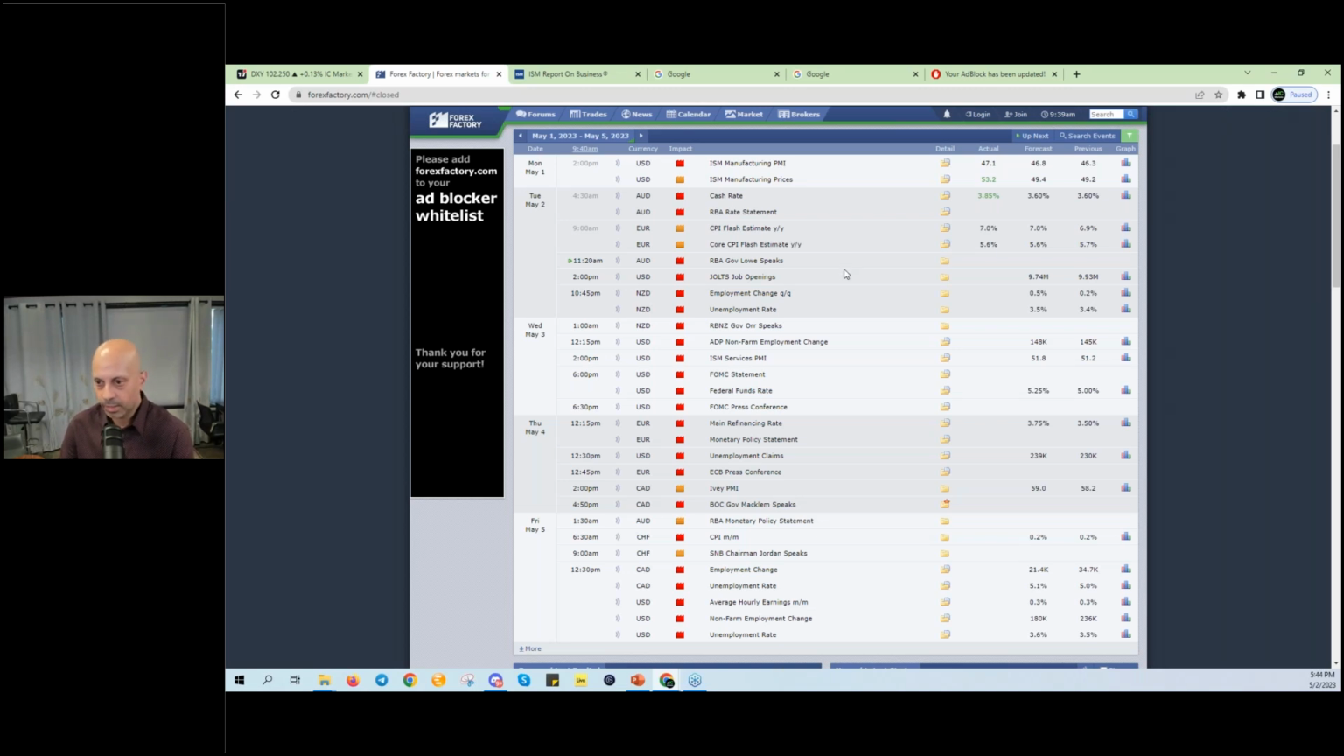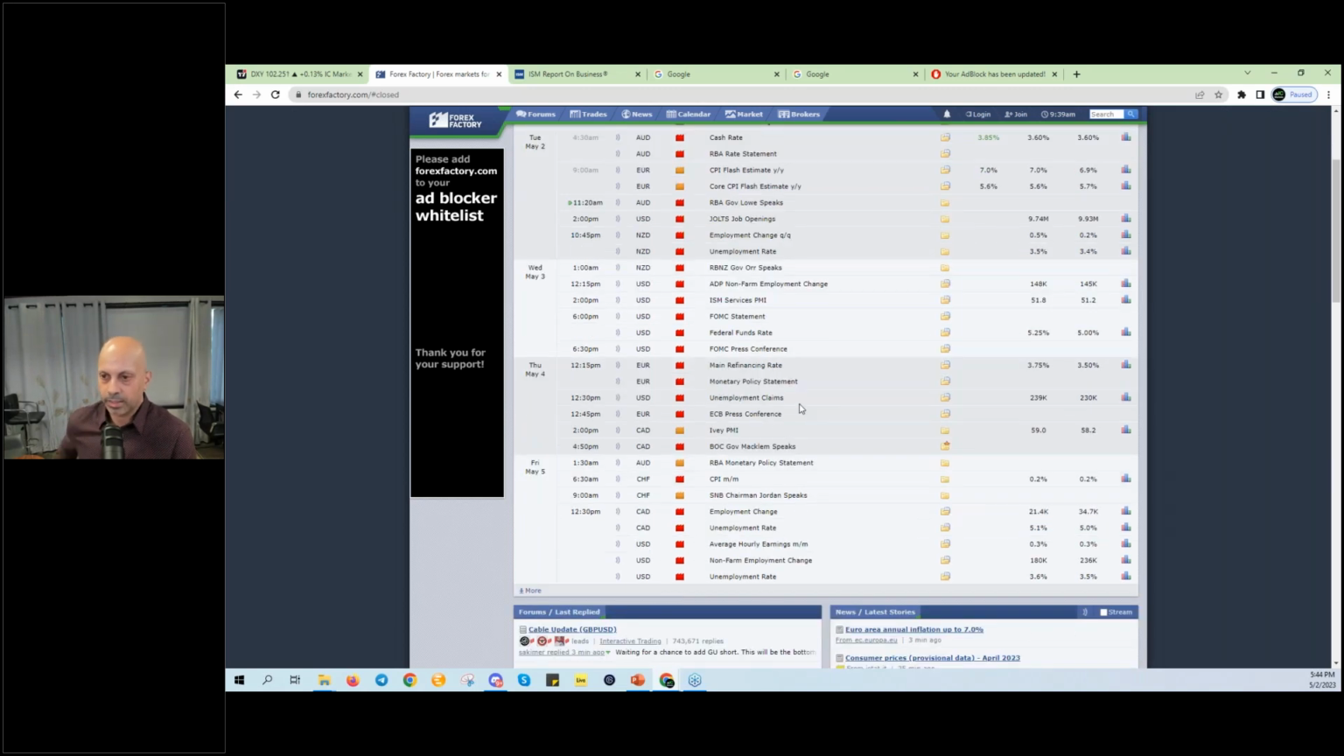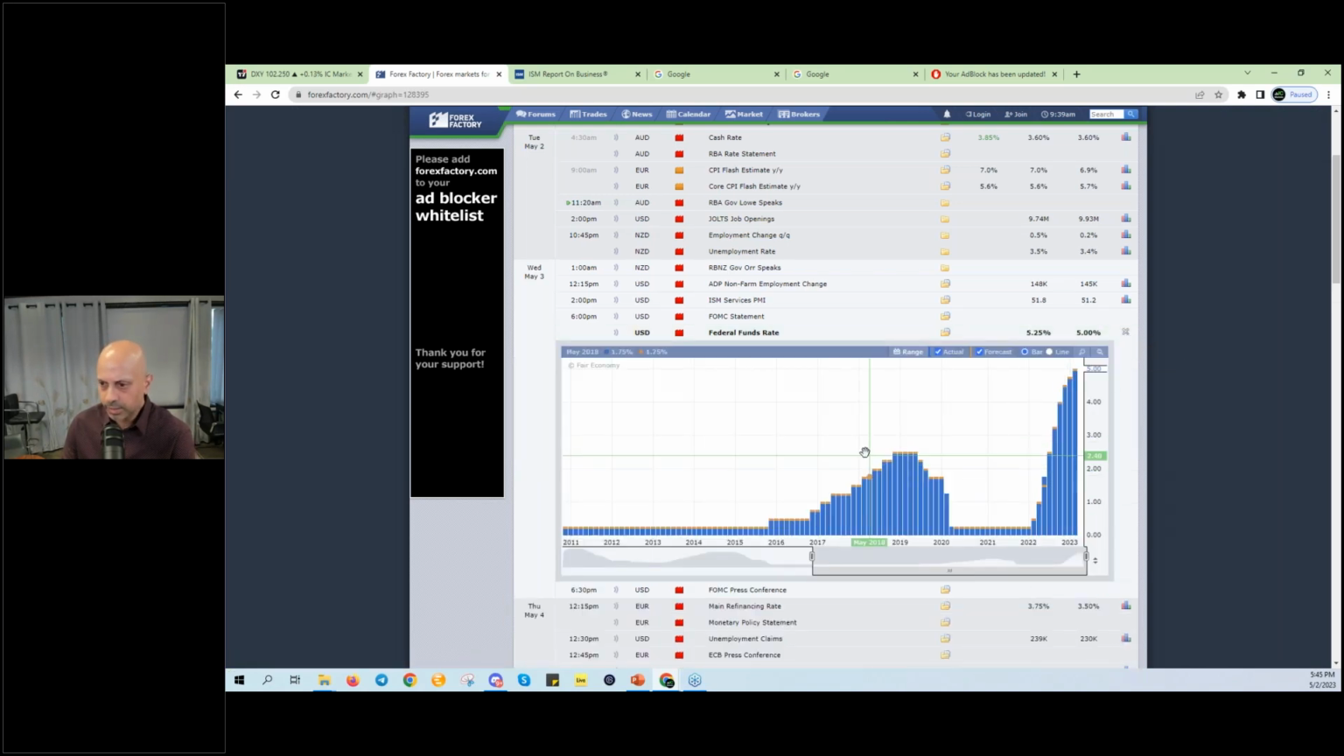Okay, so let's just look at the Federal Reserve and what's going to happen this week. As you can see, like I said, we click on the chart icon, you can see the history of how interest rates have been raised in 2016 to 2019, and then they were cut from 2019 to 2020, and finally down to 0.15% after the pandemic lockdowns.